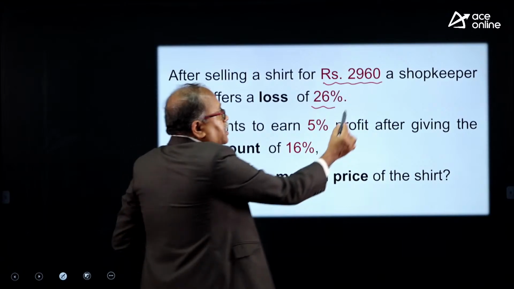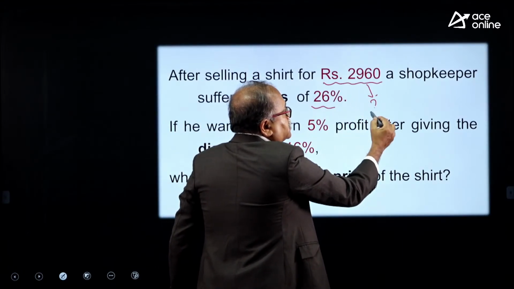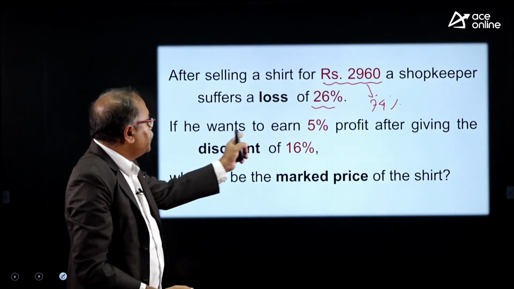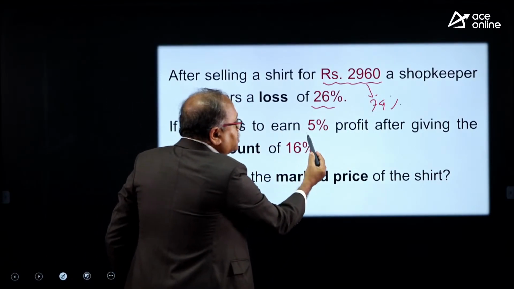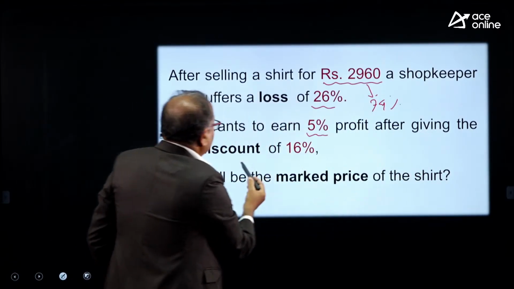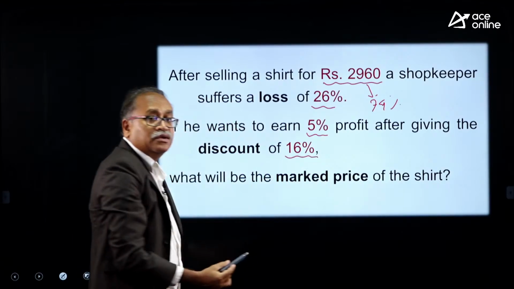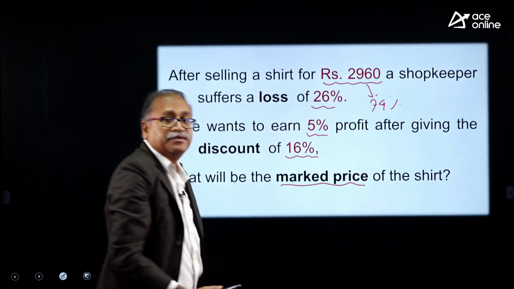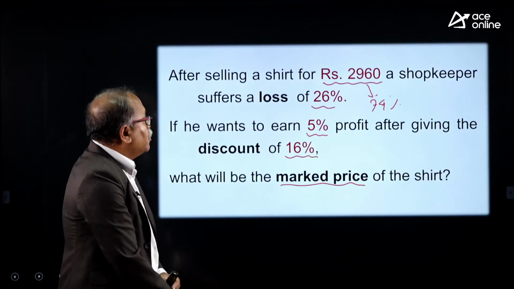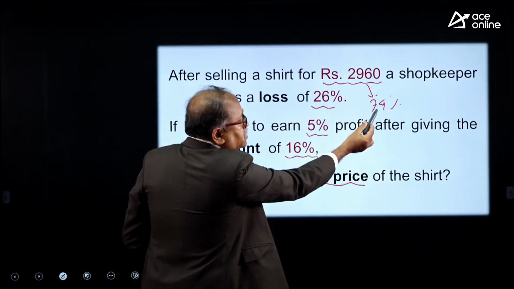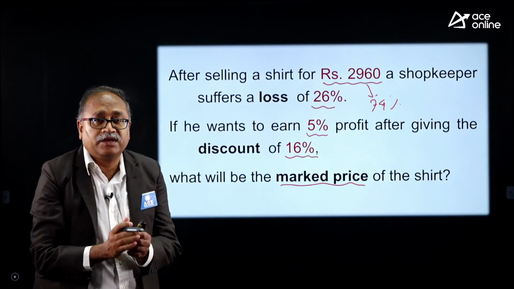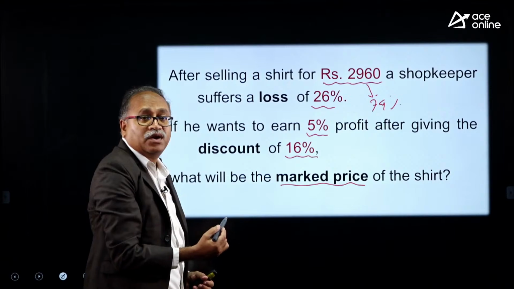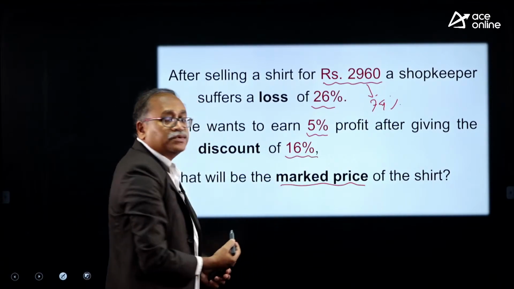That means this selling price is 100 minus 26, that is 74% of the cost price. The next question: if he wants to earn 5% profit and gives a discount of 16%, then what would be the mark price of the shirt? We already know that here 74%, I can find out 100%, that is the cost price. And here we know he needs a profit of 5% and gives a discount of 16%.